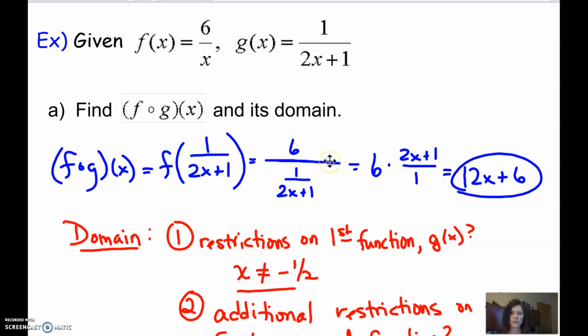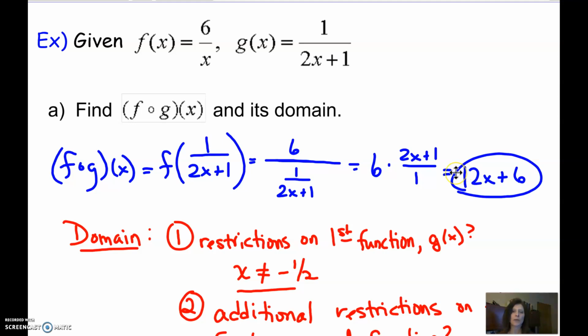Now, a fraction is really a division problem. So it's saying 6 is being divided by that fraction, which is equivalent to multiplying by its reciprocal. So when I do that, I can ignore the denominator of 1 and multiply it out, and I get a very simple expression of 12x plus 6. You always want to simplify as far as you can.